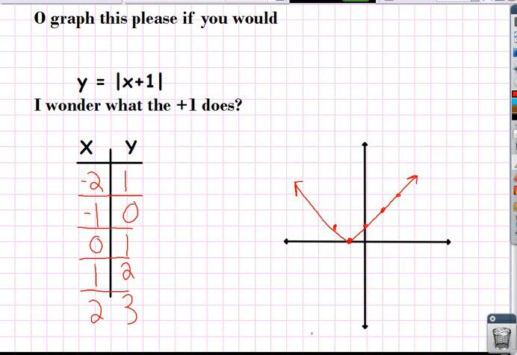Well, I find the tip of my absolute value, and my vertex is at -1, 0. Now remember, what did this +1 do to my graph? It shifted the function horizontally, but instead of adding 1, it subtracted 1, which if you think about it, kind of makes a little bit of sense.